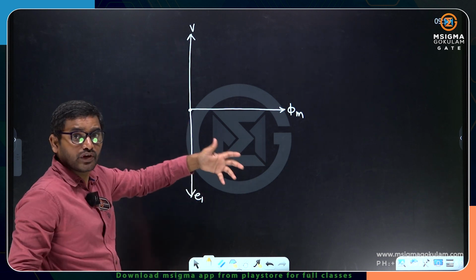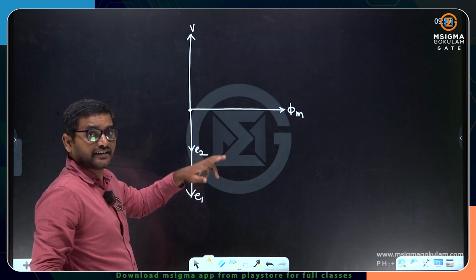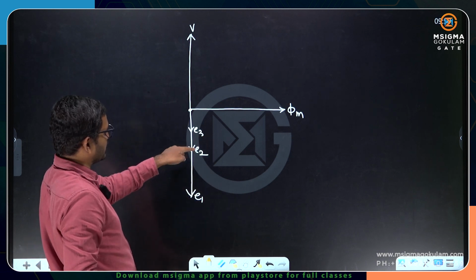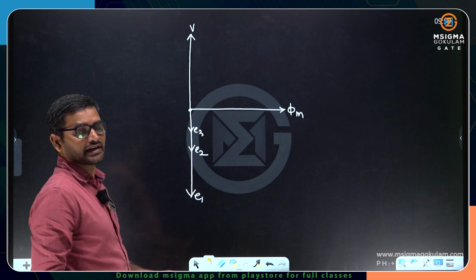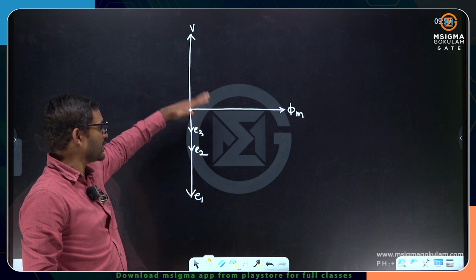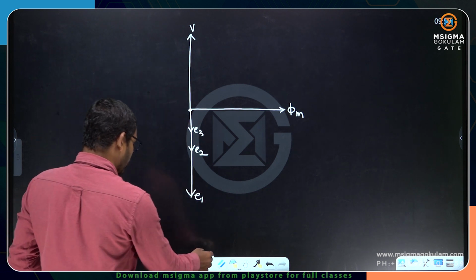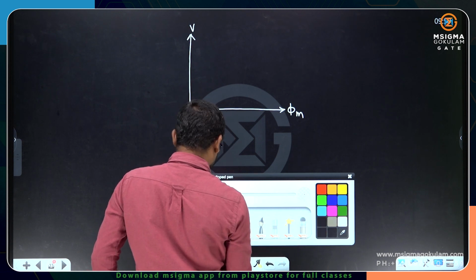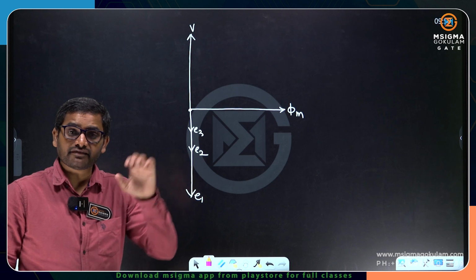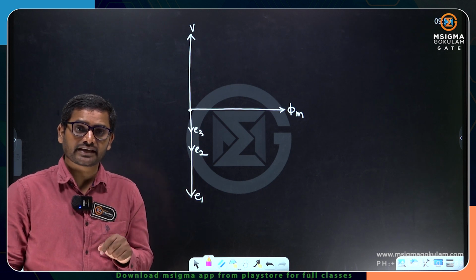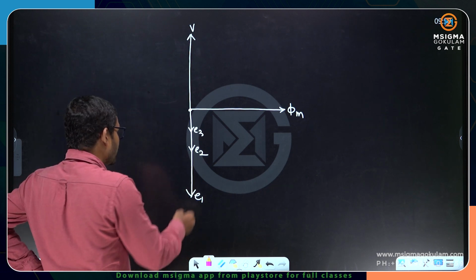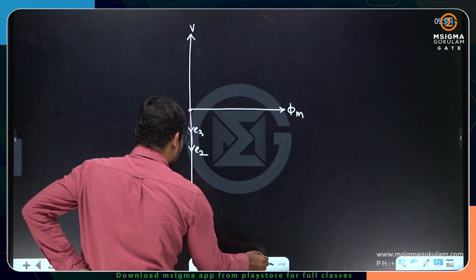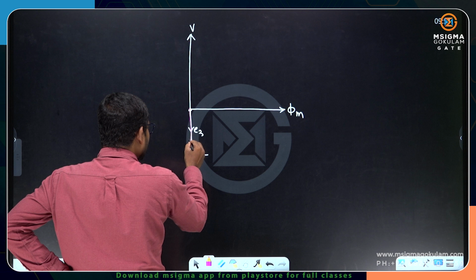Now E2 will be half of E1, and E3 will be half of E2. Why? If E1 is 400, this will become 200, and if this is 200, this will become 100, because the turns are 4 is to 2 is to 1. Now we have loads. Where are the loads? The load is on the second winding, which is of resistive nature. So the current I2 will be in phase with E2.